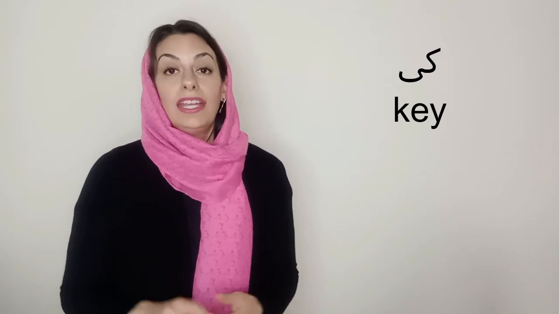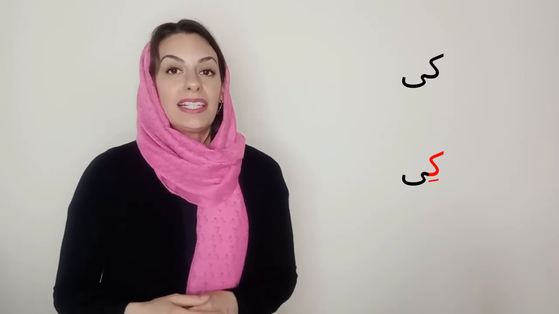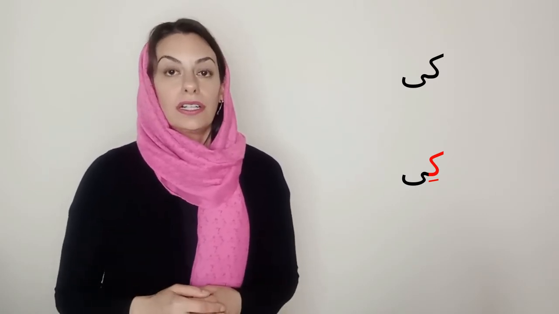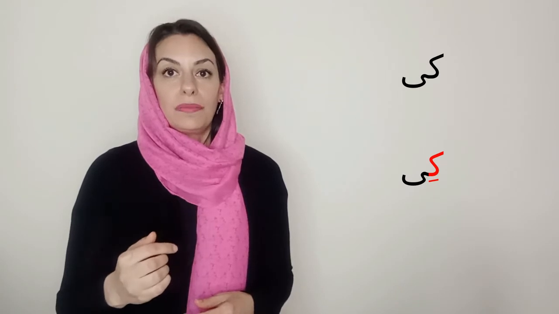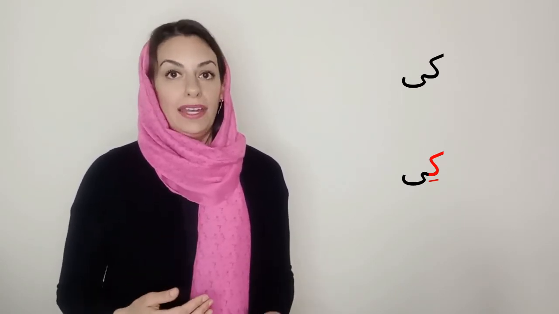Our second word is key, when. Now you'll notice this has the exact same spelling as ki. The only difference is the diacritic, which we don't write. So ki doesn't have a diacritic, but k has a diacritic under the letter k. So k becomes ke, and then with the ye it becomes keye, when.